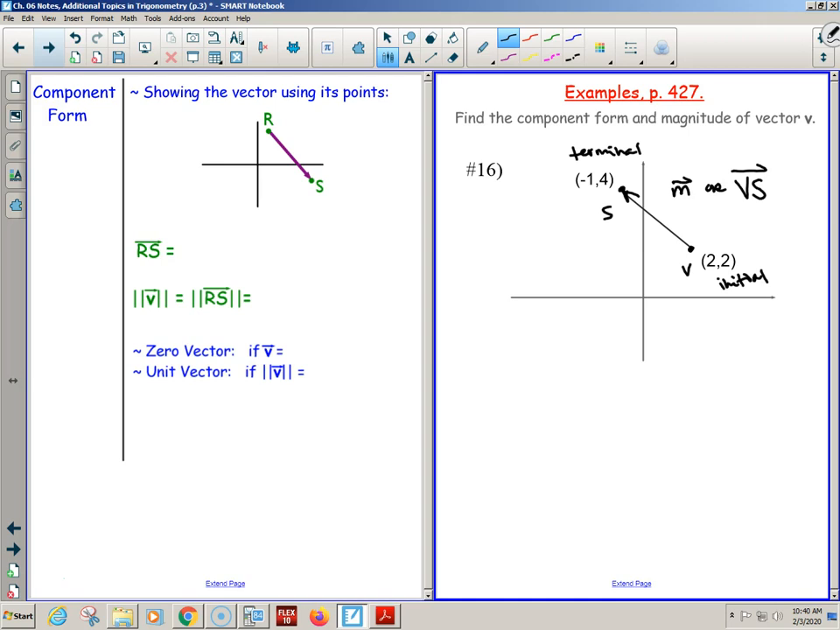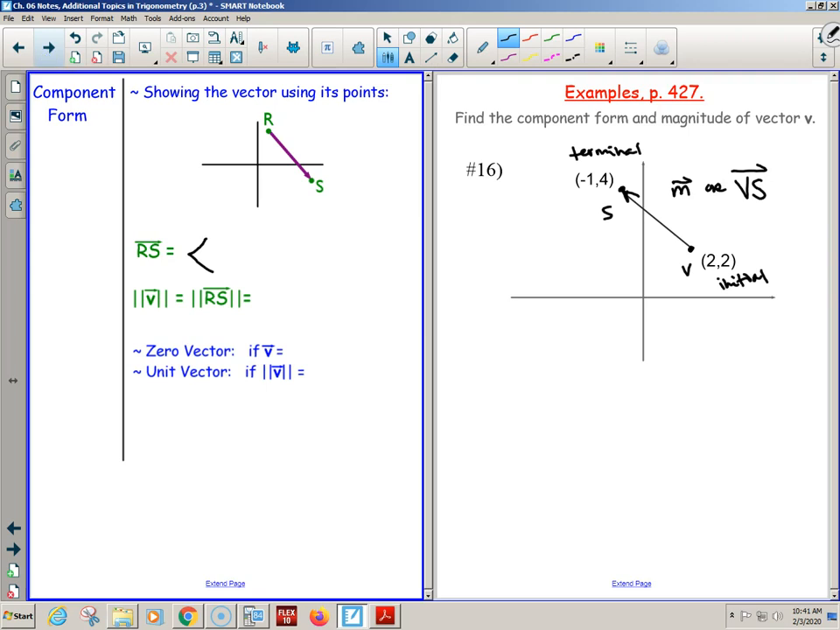So here we go. If we're talking about vector RS, R being the beginning, S being the ending, R being the initial, S being the terminal, we could talk about it in terms of what we call its components. A vector is a line segment with both direction and magnitude. That's the easiest way to describe a vector. It's not the easiest way to do math with a vector.